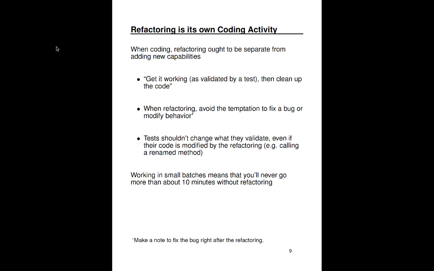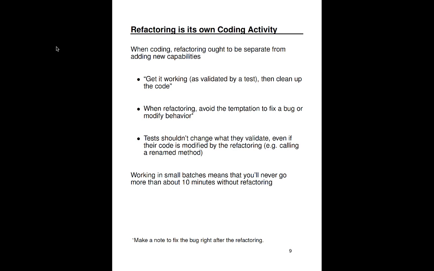As you're refactoring and looking at the code, avoid the immediate temptation to fix a bug or to modify behavior that you know isn't working. Instead, make a note of it and have that be the next unit test that you write. To keep refactoring compartmentalized in small batches, focus just on making the code better from a human standpoint, not adding new capabilities or even fixing a bug. Unless the refactoring really requires it, the tests that work with your code shouldn't change what they validate.